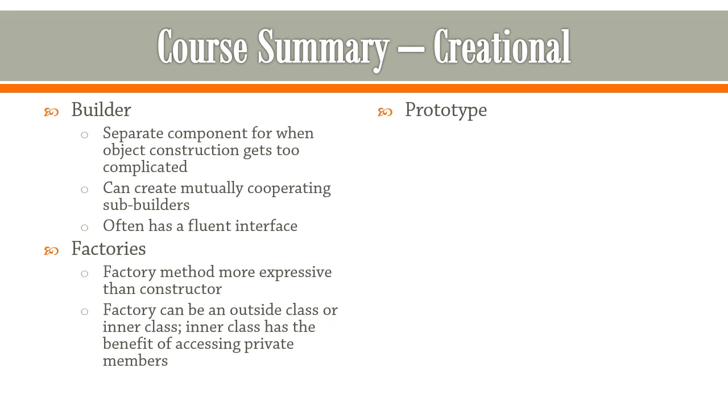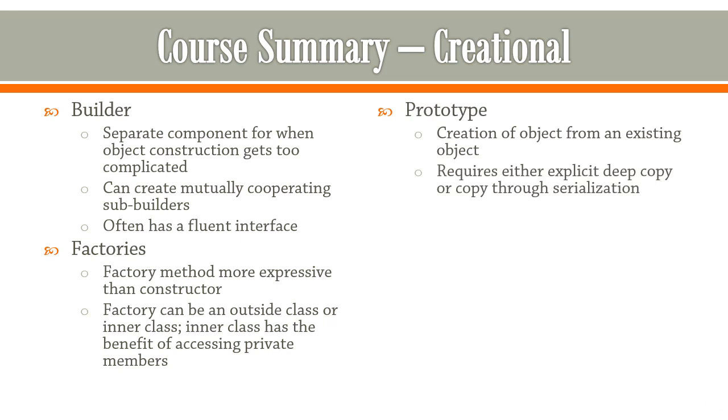Okay, then we looked at prototype, which is essentially the creation of an object from an existing object, and it requires one of two pieces of functionality. So either you provide deep copies, so you explicitly write code, and that can be an interface which says I have a member called deep copy, or that can be a copy constructor in the C++ style of reasoning, and that way you can copy the object fully, including all of its dependencies.